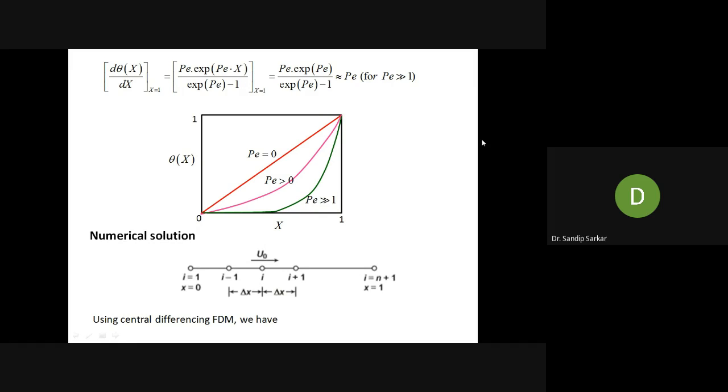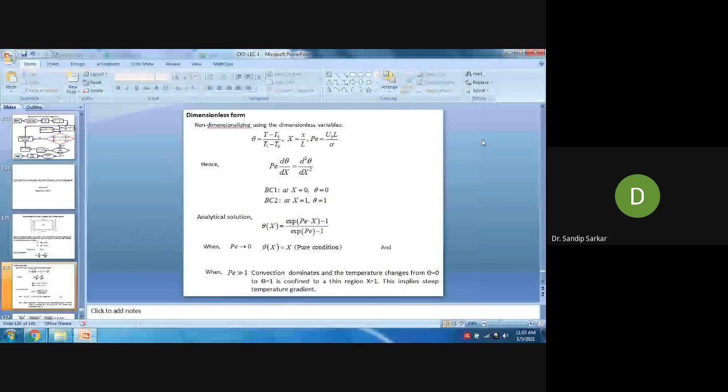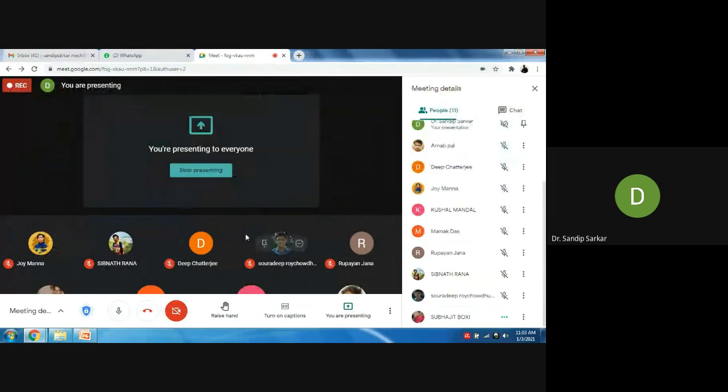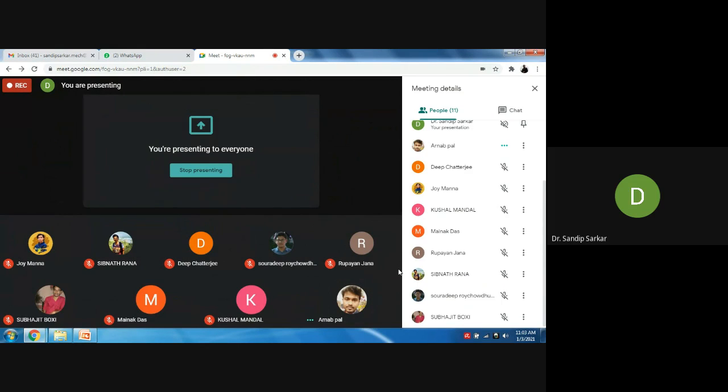Any doubt on this plot? Because this is a very important plot. Any doubt up to this? You may ask if you have any doubt. Anybody has any doubt? No, sir. Understood everything? Yes, sir. Okay.